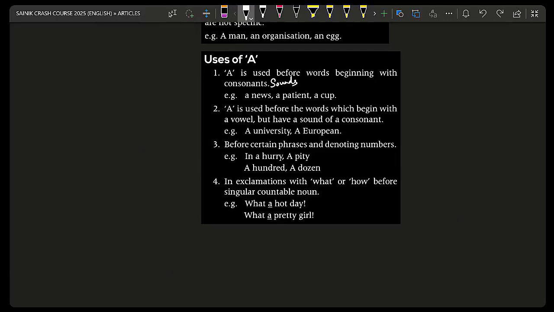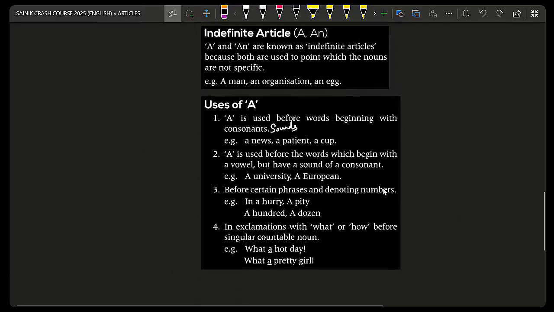Before we start, first let me clarify your doubts, then I'll go ahead. Any doubts still in this discussion? You can raise a hand. Sriyansh? Sir, I have a doubt. Yes, tell me. What is the difference between a and an? Yes, very good question.